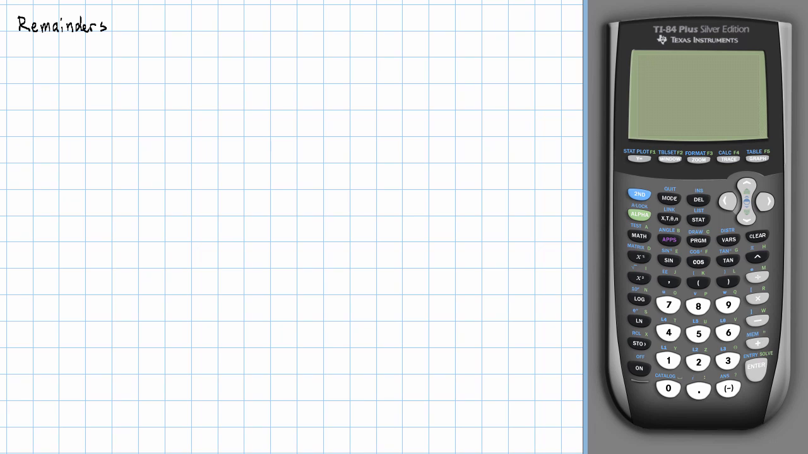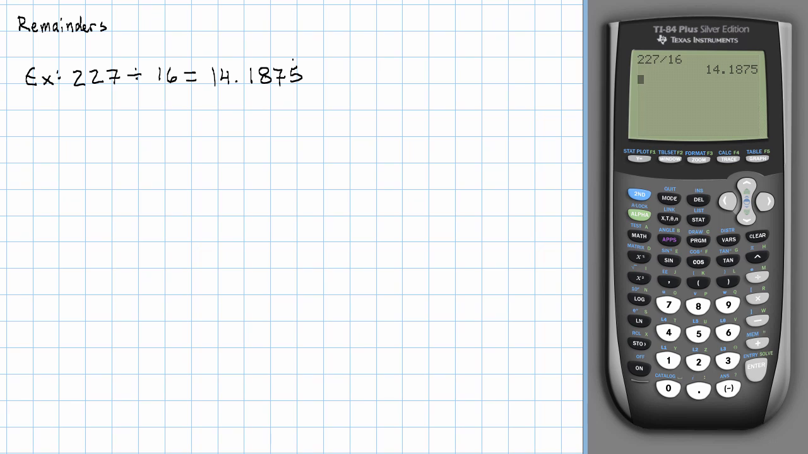When we do division on the calculator, it will automatically give us our answer as a decimal. And that's sometimes what we want, but it sometimes isn't. So let's see an example. Suppose I were to enter on the calculator 227 divided by 16. I would get 14.1875. And again, sometimes that decimal is what I want.